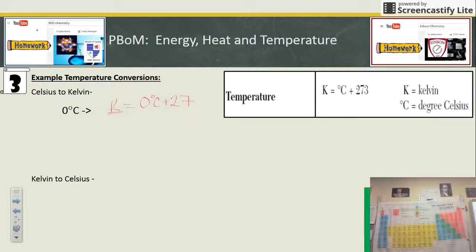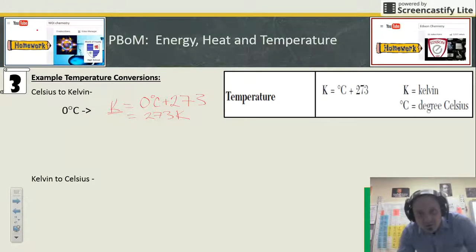So, I forgot my 3. I guess I already did it. 0 plus 273. So 0 Celsius equals 273 Kelvin. Okay, that's a pretty easy, pretty straightforward one. 0 Celsius equals 273. Let's check out our next one.